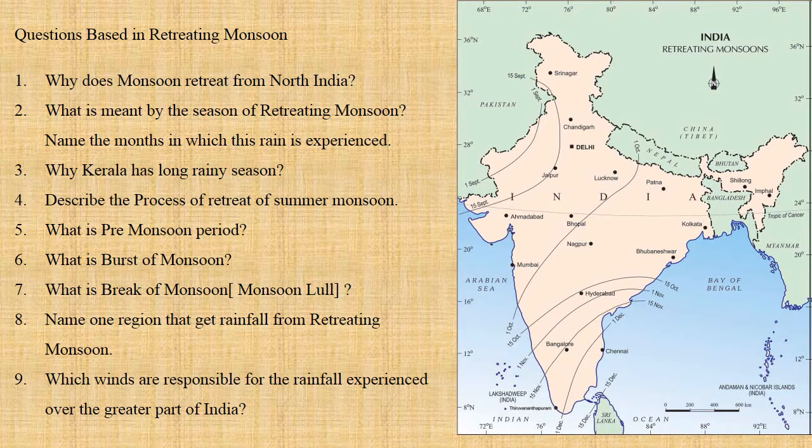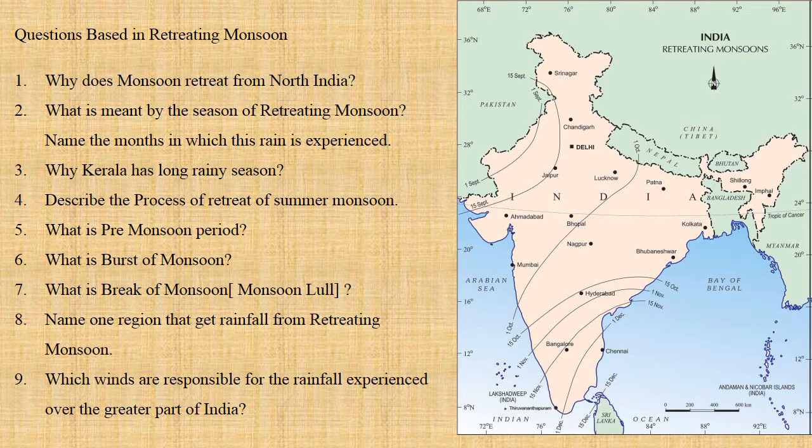Fourth question. Describe the process of retreat of summer monsoon. Again, you can take the help of the map and describe the process. Point number 1. The monsoon retreats from the northern part of our country in the month of September. Then it retreats from central India in October. Then it retreats from peninsular India in November. And it leaves India in the first week of December. So in this way, the monsoon wind retreats due to change of pressure on landmass and water. High pressure is developed on landmass and low pressure is developed on water body. This way you will have to explain.